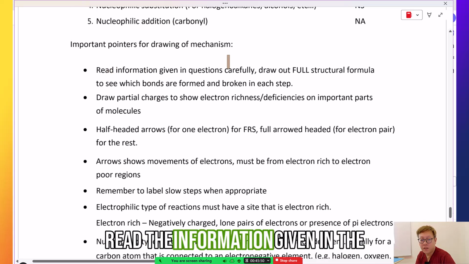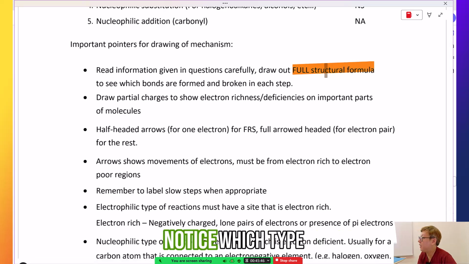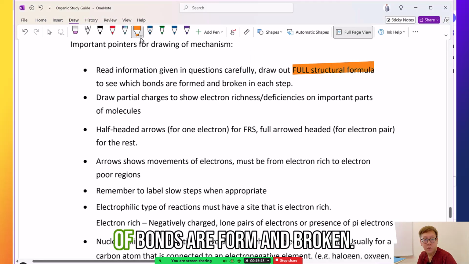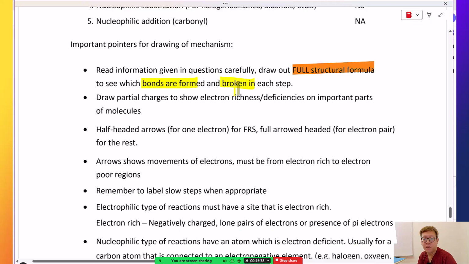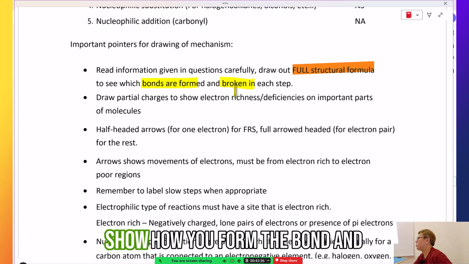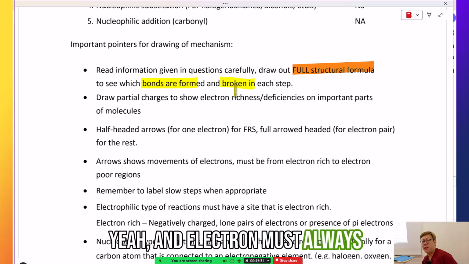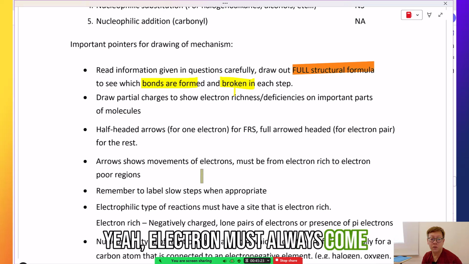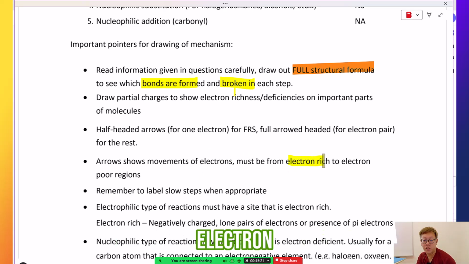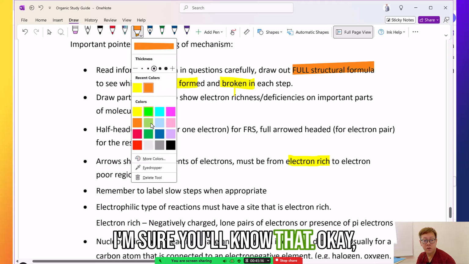So, always read the information given in the question carefully. Try to draw out the full structural formula, okay? And notice which type of bonds are formed and broken. And remember, you always show the arrow pushing to show how you form the bond and how the bond breaks. Can? Yeah, and electrons must always come from who? The electron rich or electron poor? Yeah, electrons must always come from the electron rich to the electron poor. I'm sure you all know that. Yeah?